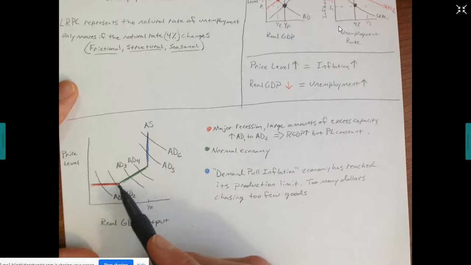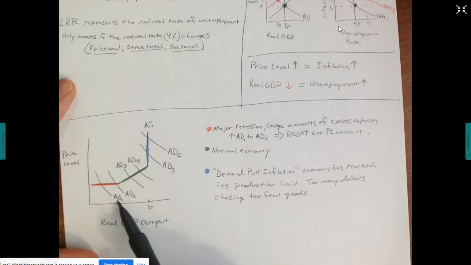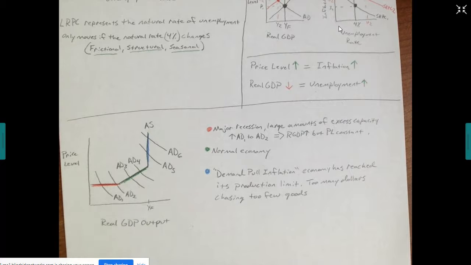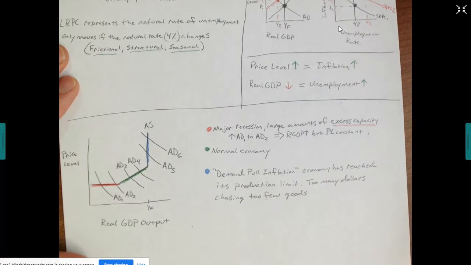Aggregate demand could intersect anywhere along this aggregate supply line. If there were to be an increase from AD1 to AD2 along the horizontal section, you would notice that price levels would not change. However, there would be an increase in real GDP output. This is going to occur during a major recession where there's lots of what is known as excess capacity. This is simply many factories that have the ability to be open but are remaining closed.